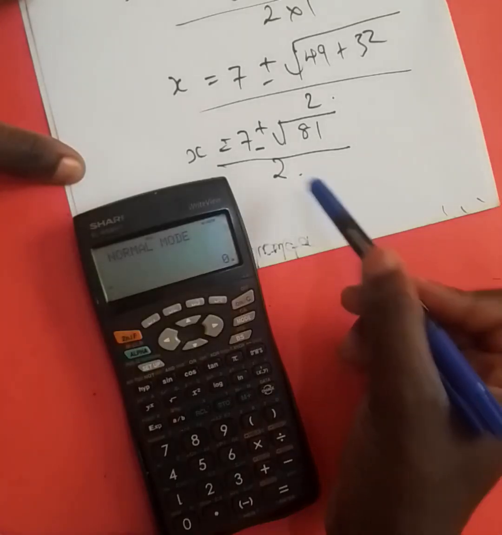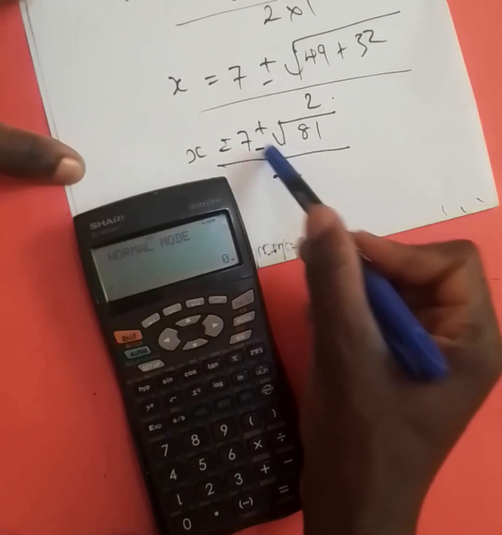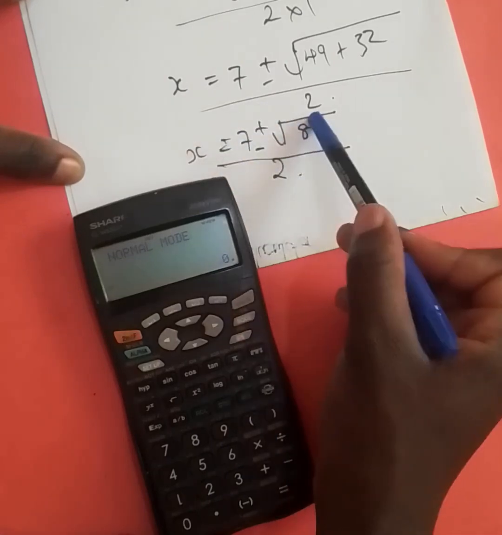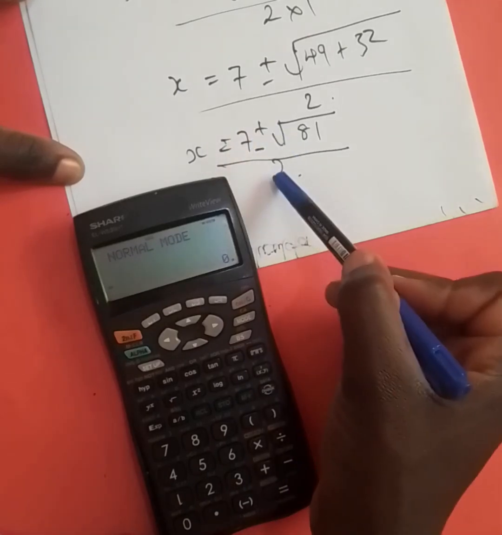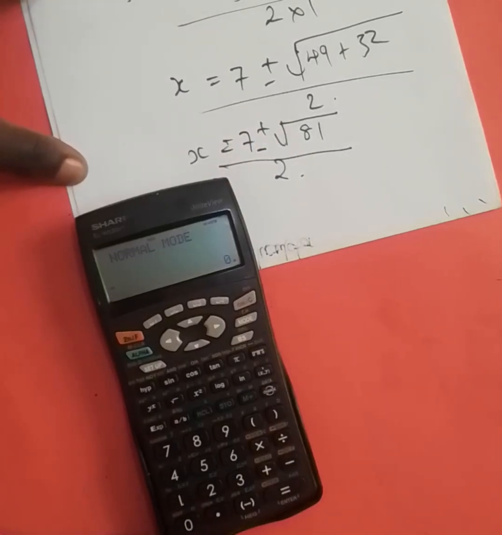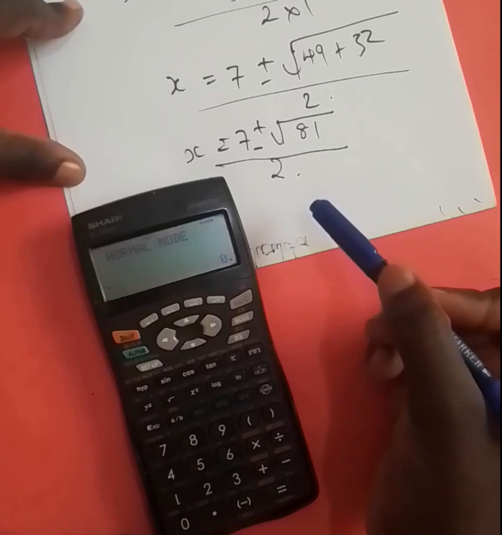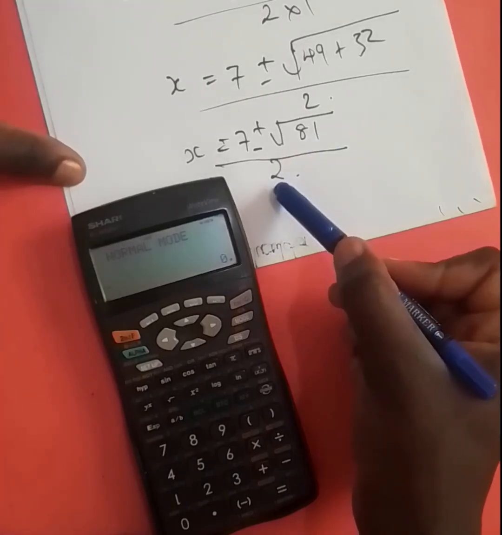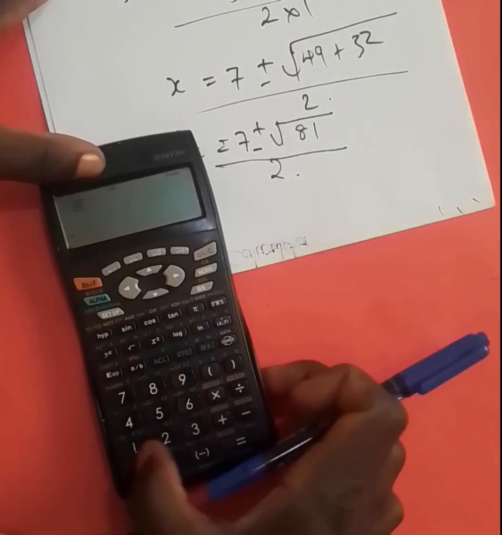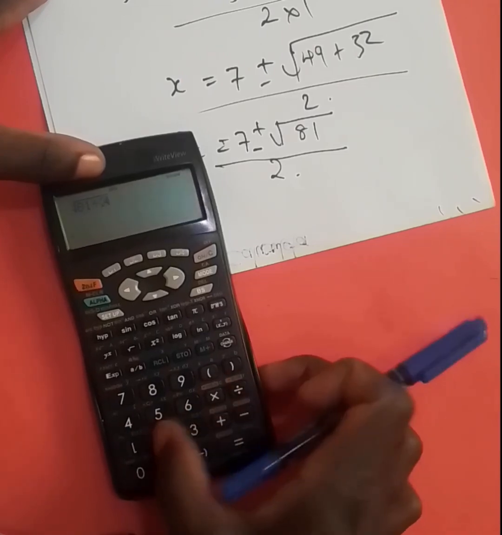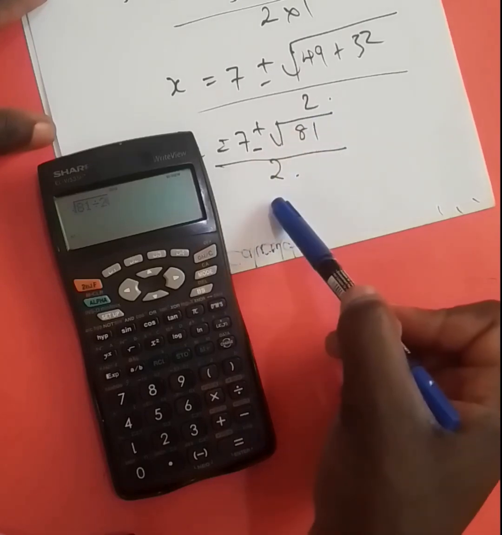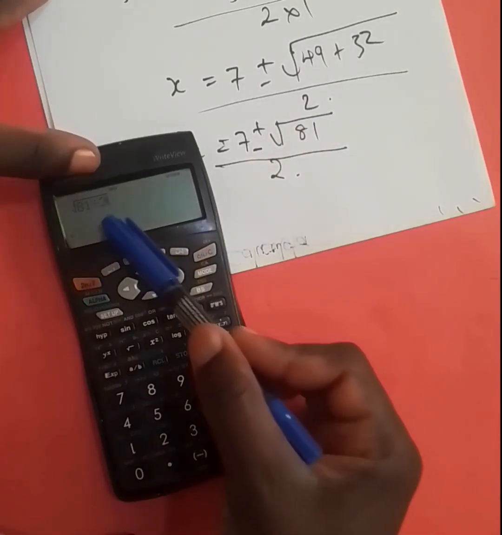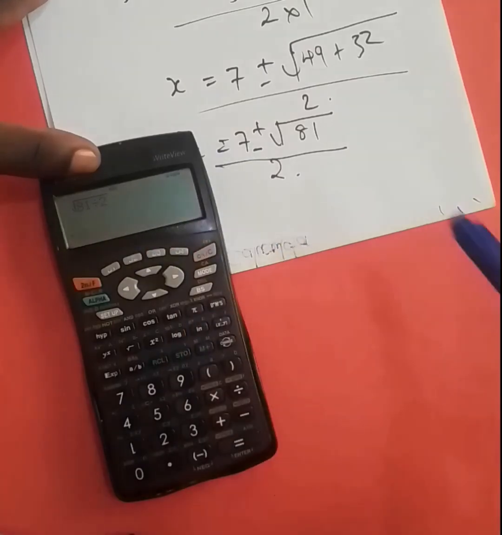For starters, never divide 7 by 2, because this entire numerator is being divided by the denominator. Never say 7 divided by 2. That's the first error. The second error: never divide 81 by 2. Never say root 81 divided by 2, because you can see that the calculator is treating 81 divided by 2 as being under the square root sign. So never do that.